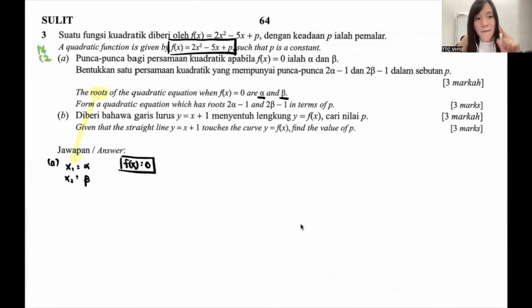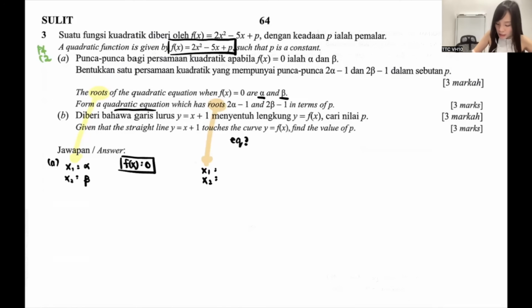Now they say form. Ask you to form a quadratic equation. Guys, they want me to form an equation. They say, which has the roots. Wow, another word, roots already. Don't tell me teacher same as just now. No, they are not the same. So again, I write out another one. So another roots, isn't it again, x1, x2. Now they say the roots are 2 alpha minus 1 and 2 beta minus 1. Okay, you guys see it? In terms of p. That's whatever they say so far, okay?